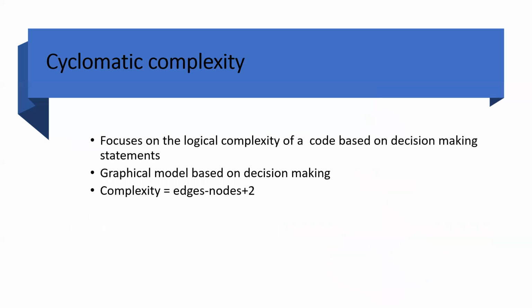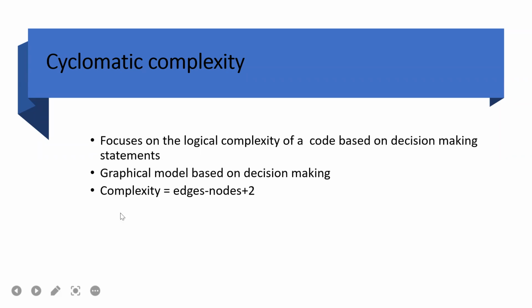Okay. So now we have something called cyclomatic complexity. Complexity means how complex the code is. How they decide that is based on how many decision or control loops they use in their code. So based on that, they will decide the complexity of a code. This is also a graphical model that focuses on the logical complexity of a code based on decision making statements. So it is a graphical model based on decision making.